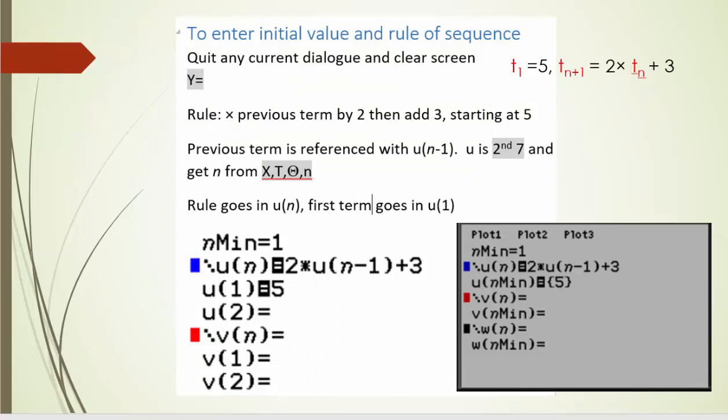Now, to enter the initial value and the rule of a recurrence sequence, you do this. You press Y equals, which is on the top left of your calculator, having quit any other current dialog and cleared the screen. Now I'm going to show you how to put in this sequence: T1 equals 5, Tn plus 1 equals 2 times Tn plus 3. So for the sequence, we're going to be doubling the previous term and then adding 3.